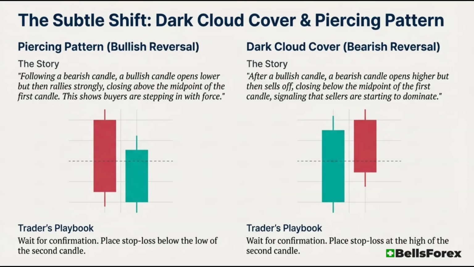Yeah, and in terms of application, for both of these, the signal is even stronger when the close penetrates significantly beyond 50%. The deeper it goes, the higher the conviction. Your stop losses are still critical, placed tightly at the high for the dark cloud cover or the low for the piercing pattern. Here's where it gets really interesting and where we separate the advanced traders from the novices.